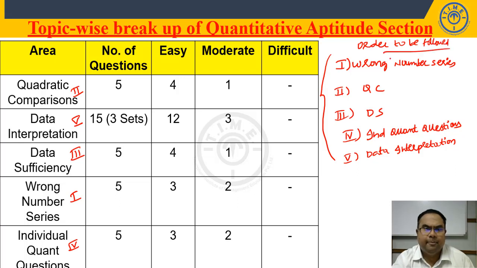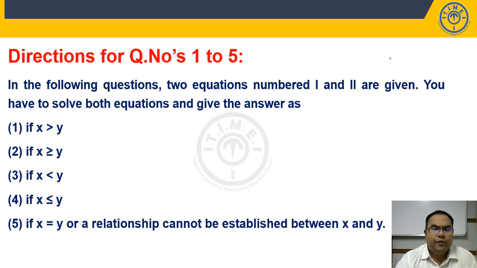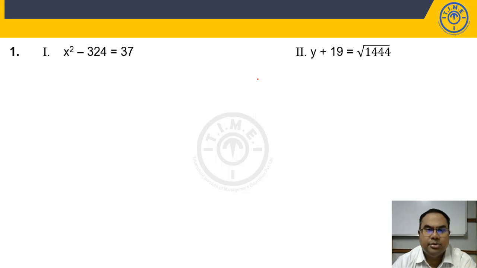Right, let's begin. In the following questions, question number 1 to 5, directions: 2 equations numbered 1 and 2 are given. You have to solve both equations and give the answer. If x greater than y, mark the first option; x greater than or equal to y, second option; x less than y, third option; x less than or equal to y, fourth option; x equal to y or relationship cannot be established, we have to mark the fifth option. So the first question on your screen is a very easy question, students.